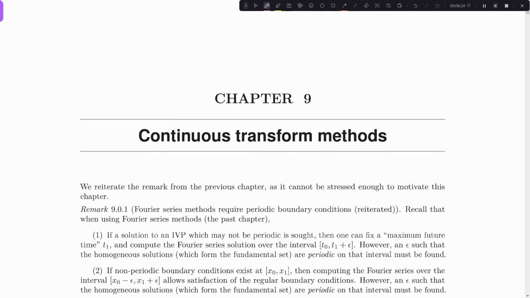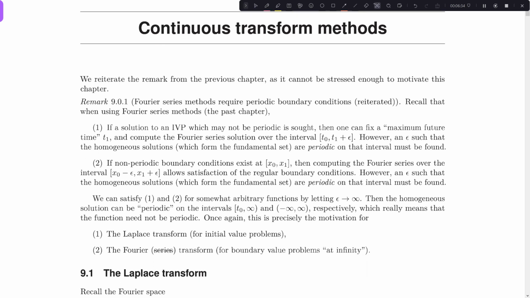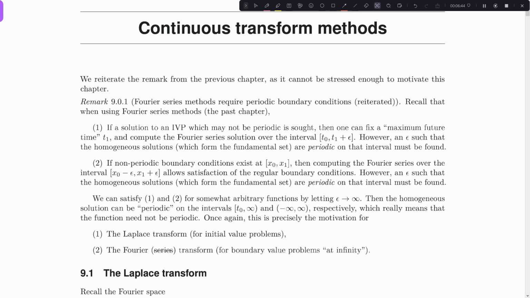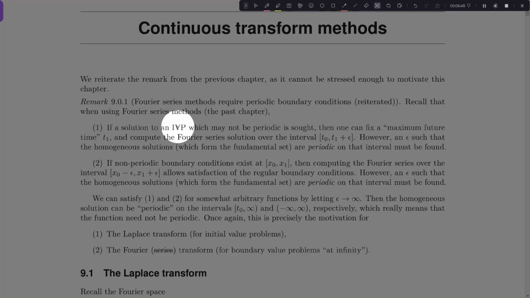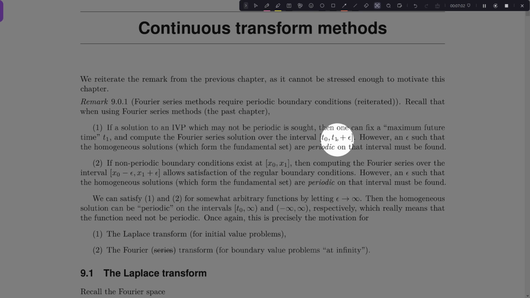Okay, so jumping away from that super motivation, let's actually head into what's going on here. Another reason why continuous transform methods are important is what I mentioned in our Galerkin method part, where I said Fourier series methods require periodic boundary conditions, and I'm just reiterating that here. If we're trying to solve an IVP which is not periodic, infinitely far into the future, you either had the choice of taking a maximum future time t1 and then doing some sort of Fourier series over an interval larger than that, so you're periodic on that bigger interval, but that still doesn't feel right, because if we're predicting things about the future, we would want to go as far as we possibly can.